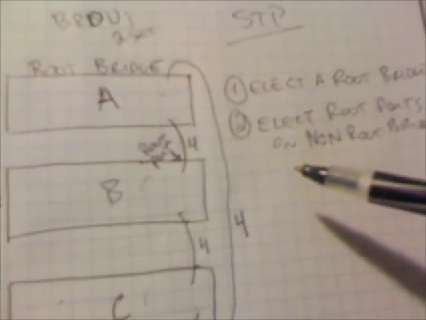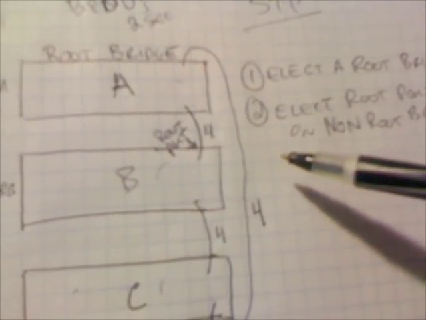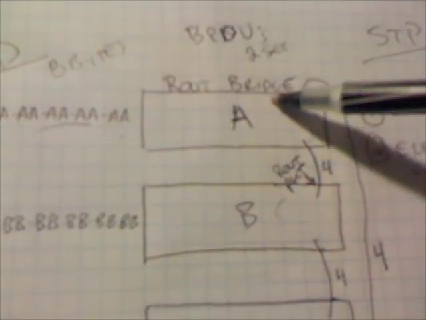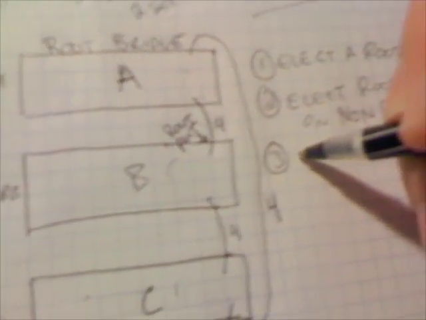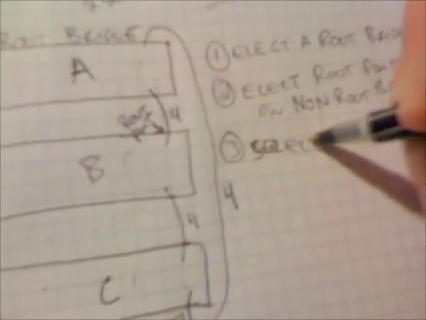So now that we have the root bridge, and we have the root ports selected from the non-root bridges, we are now going to select the designated ports on each LAN segment, or each switch segment. So this is a segment, and the connection from C to A is a segment. So step 3 is to select designated ports. Same way, we're going to use the lowest cost path to the root bridge.